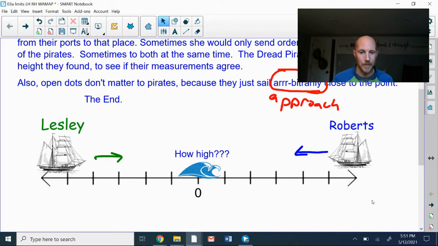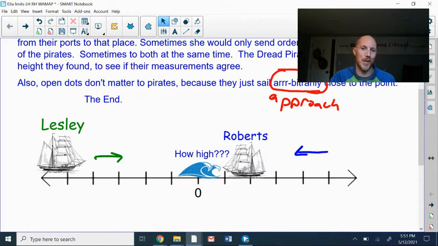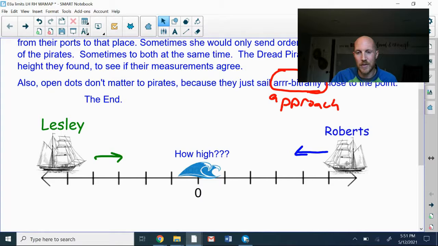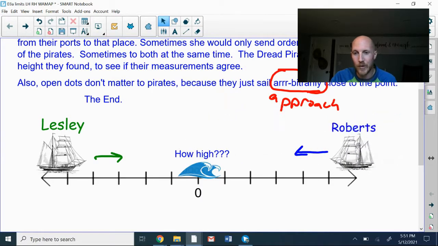It means we get as close as we feel like getting. Arbitrarily means we decide, or it's been decided, without a specific definition of how close you have to be. It's like, hey, you get as close as you can get. Maybe you get all the way there. Maybe you just get pretty close. Maybe like, oh my gosh, the wave is too big, I don't want to get closer. Or maybe you can actually sail up right on top of the wave. It just depends on the pirate.